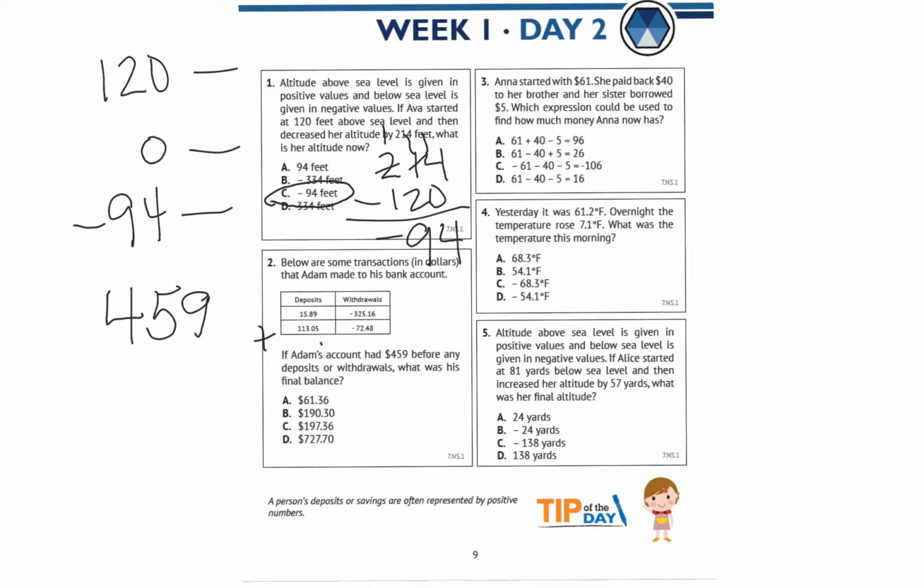So 9 plus 5 is 14. 8 plus 1 is 9. Let's bring down our decimal. 5 plus 3 is 8. 1 and 1 is 2. And then bring down our 1. So our deposits are $128.94. So let's see what the withdrawals are by adding them together.